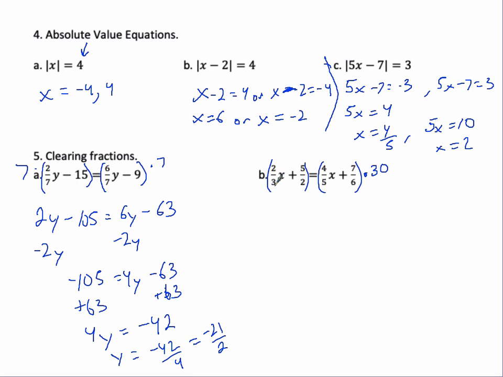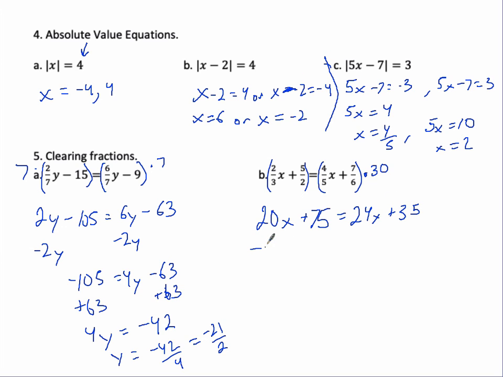So 30 divided by 3 is 10. 10 times 2 is 20. 30 divided by 2 is 15. 5 times 15 is 75. 30 divided by 5 is 6. 6 times 4 is 24. 30 divided by 6 is 5. 5 times 7 is 35.